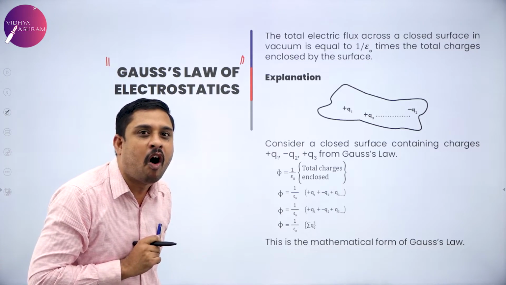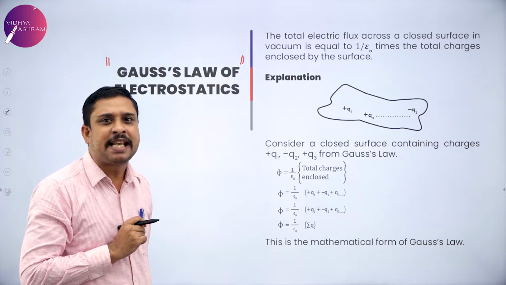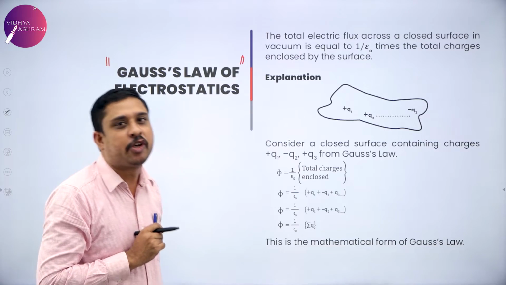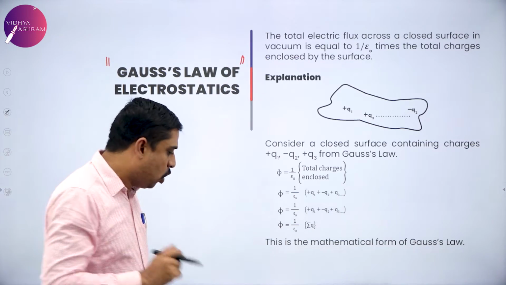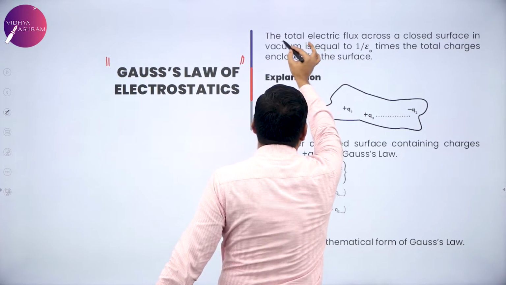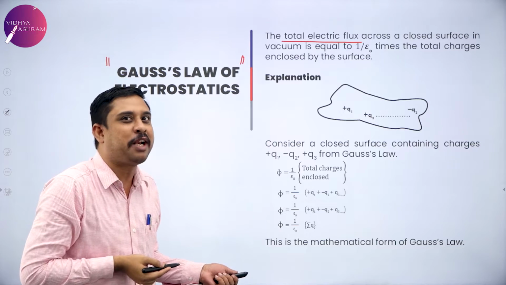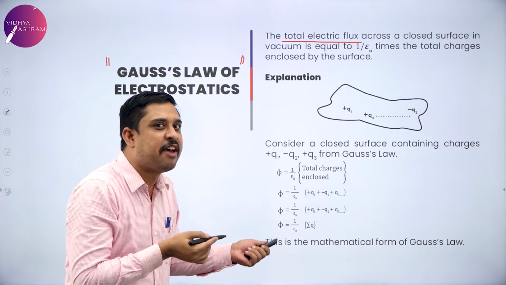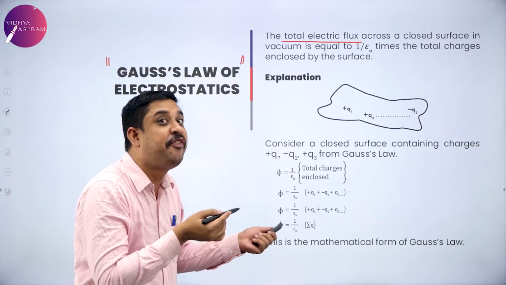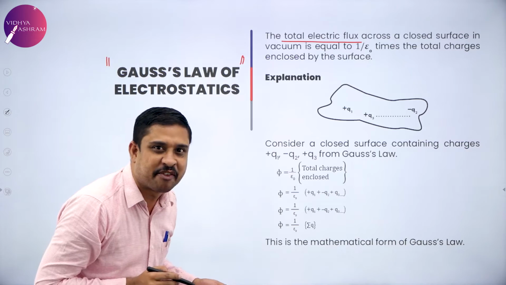Gauss Law of Electrostatics. First, I will read the statement of Gauss Law. It says, total electric flux. Again, that is what I told. Gauss Law is stated with reference to electric flux, the number of field lines which pass through a surface.